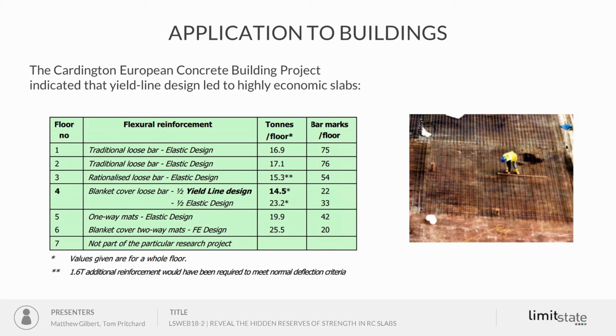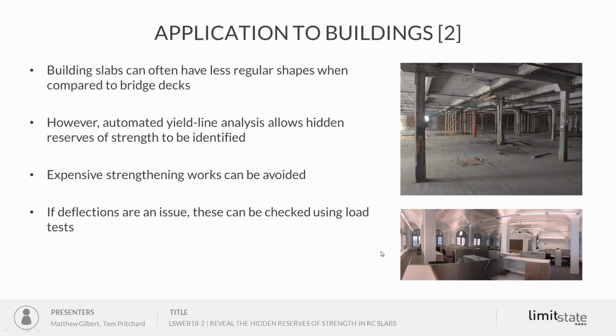So the bar marks per floor indicates the complexity of the reinforcement. So 22 is a relatively low number. So this indicated the real promise of applying yield line method to design. The big caveat being that it was at the time a hand process.